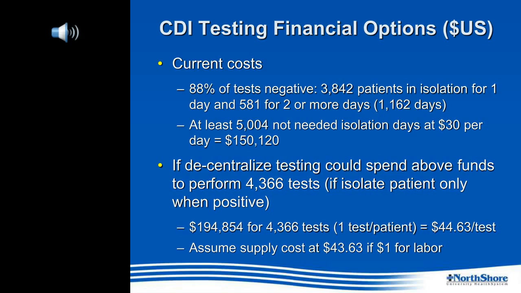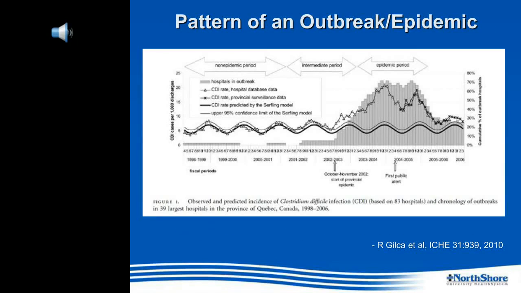So for MRSA, you're really using PCR to try to get a rapid result back, rapidly isolate patients and avoid disease, and justify the cost that way. For Clostridium difficile infection, you're avoiding unnecessary isolation costs, which can be a very large expense and can justify your test cost in that way.